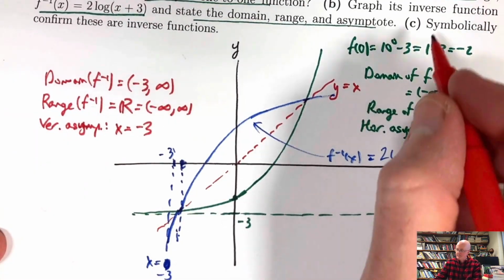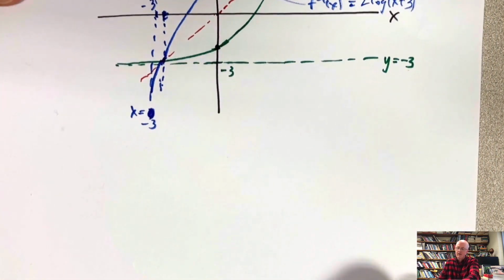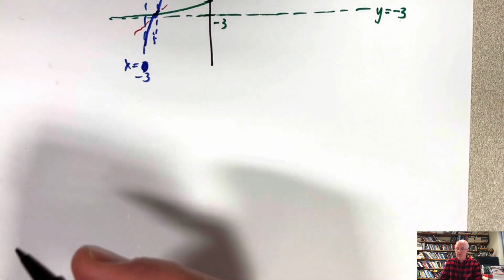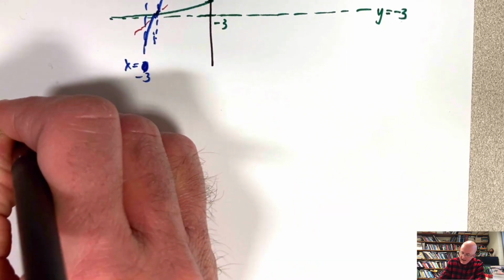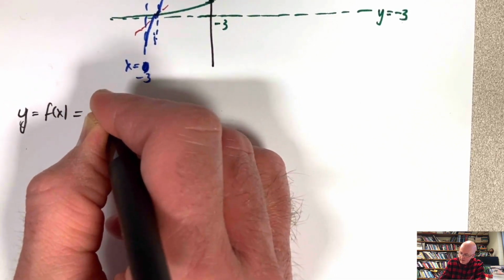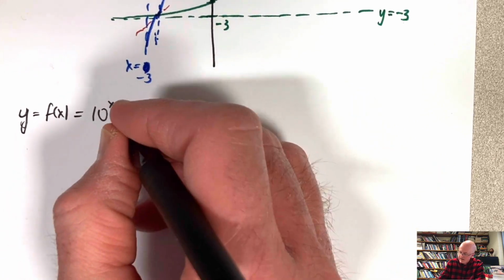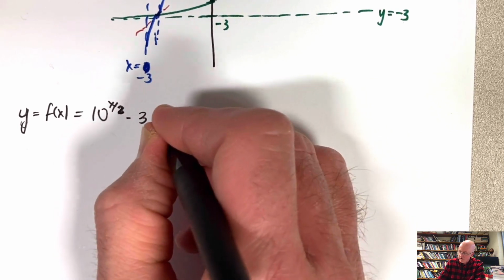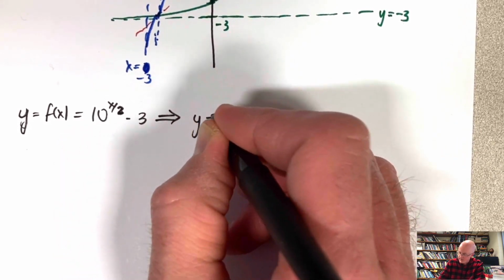Now, part C, symbolically confirm that these are inverse functions. There's a couple ways that could be done. You could think of it in terms of solving for the inverse function in the usual way if you didn't know what the inverse function was, and saying that that's a symbolic confirmation. That would be one way to do it. So we have the original function, again, is f of x equals 10 to the x over 2 minus 3 power. To solve for the inverse function, you want to solve this equation for x. So we would add 3 to both sides and get this.